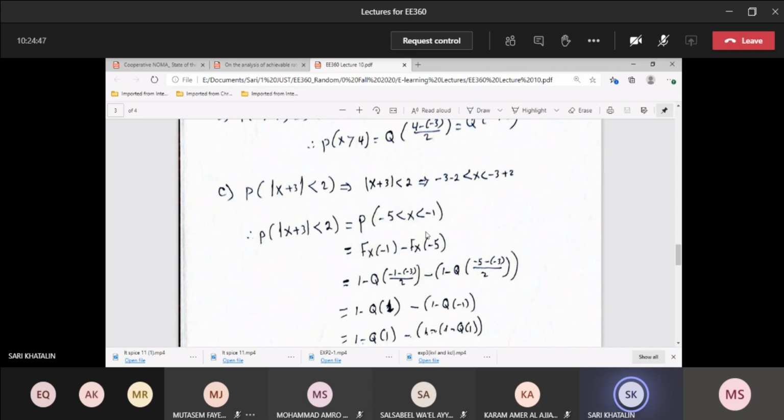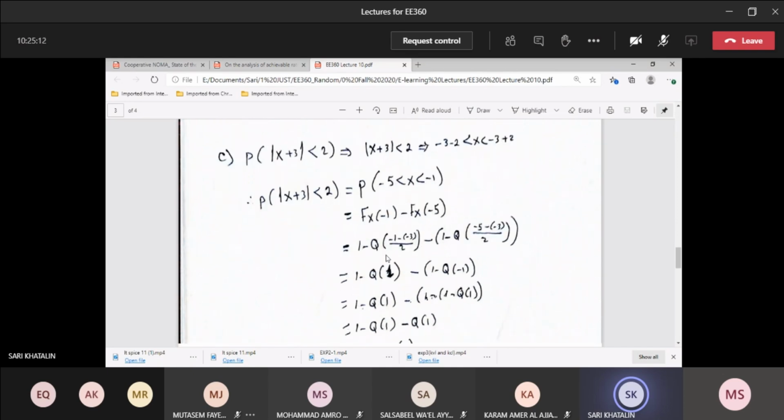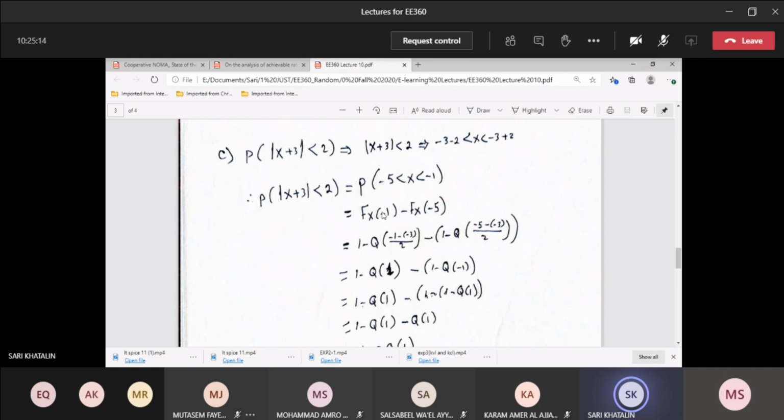If we go back to the properties of the CDFs, the probability of x larger than minus 5 and less than minus 1 can be written as the CDF at minus 1 minus the CDF at minus 5. You can use the phi. Of course, in this case, x is minus 1 and minus 5. You can represent this one in phi, but in here I solved it in terms of Q.